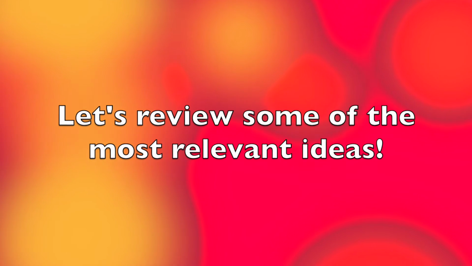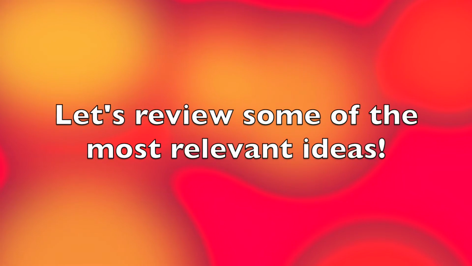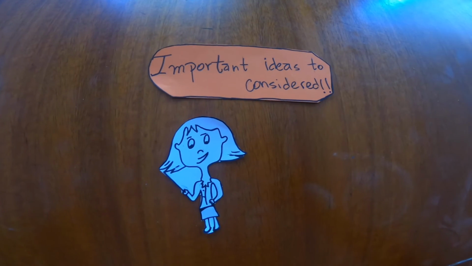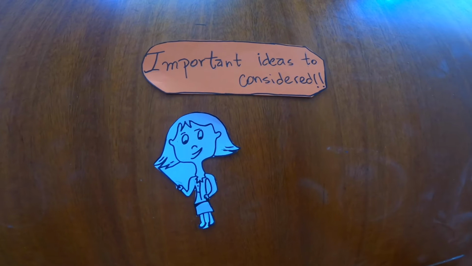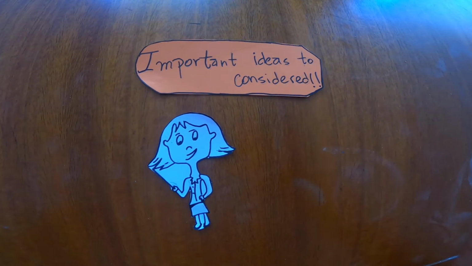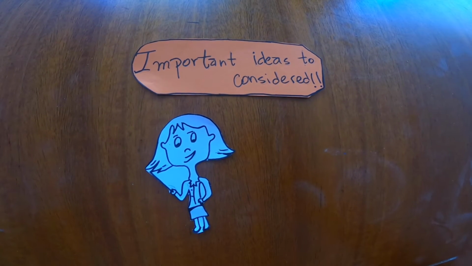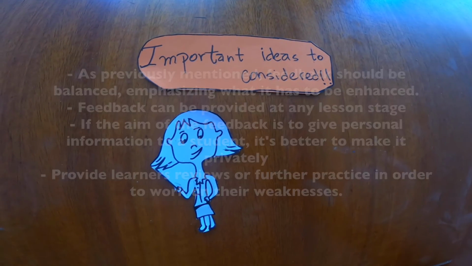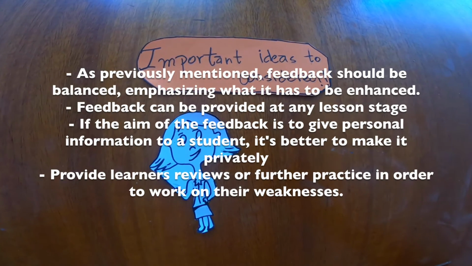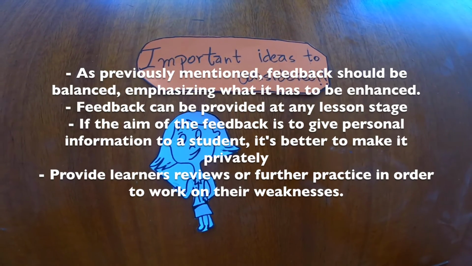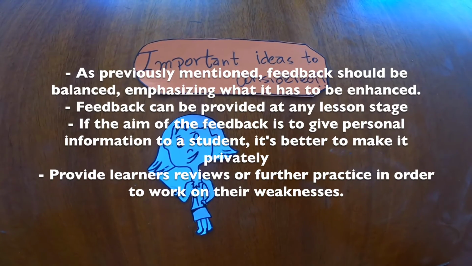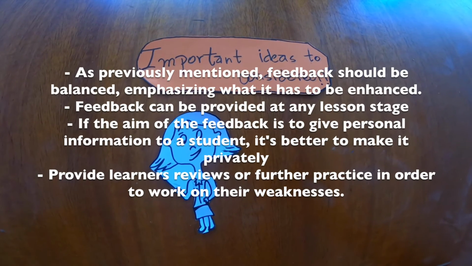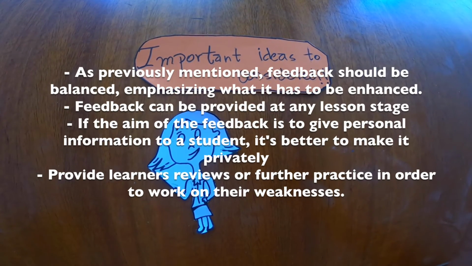Now, for closing the topic, let's review some of the most important things to consider. Okay, so now that you have learned why it's important to give feedback, we need to highlight some important aspects. First, feedback should be balanced, focused, and helpful. We need to start with positive comments and then with areas that need improvement. We also need to be clear so students know exactly how and what to improve. This is especially useful with less confident learners.